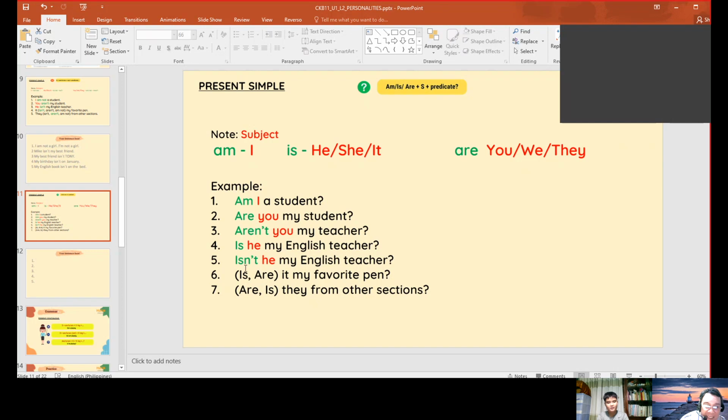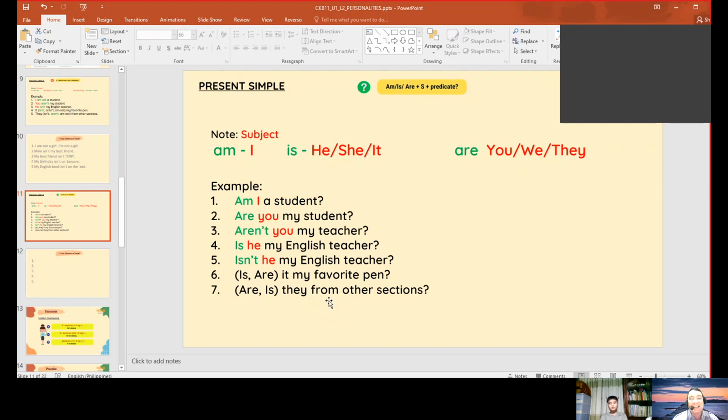Can you read this one, please? Isn't he my English teacher? Yes. Next, number six. Let's try to find the correct be verb in here. The correct one is is. Is it my favorite pen? What about number seven? Are they from other sections?